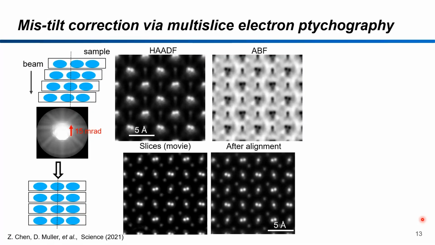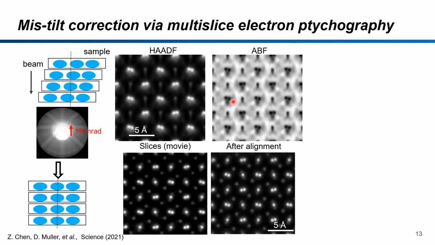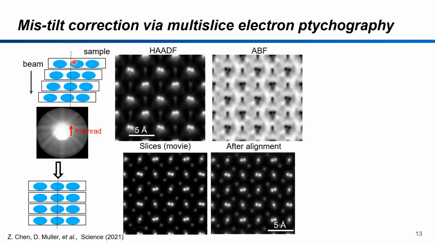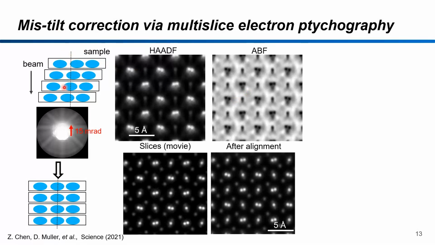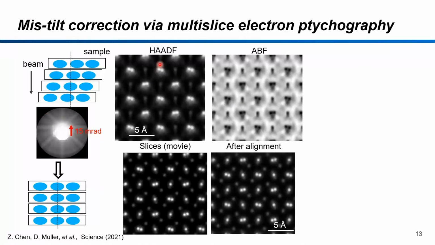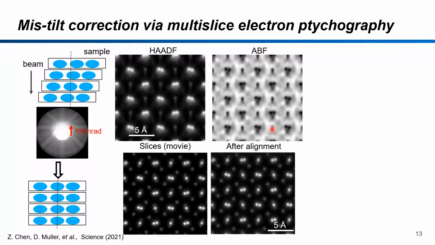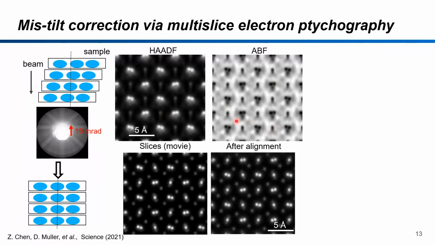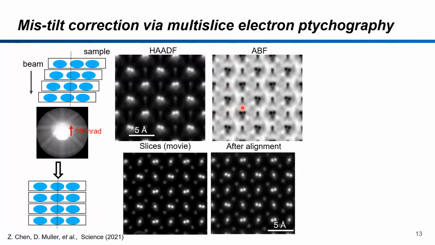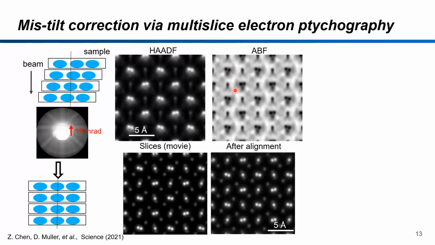When we have this 3-dimensional structure information for the sample, it's natural to correct the so-called mistilt of the sample. And we know that if the beam is not exactly along the atomic column, the projected image, like HAADF or ABF, will give us many complicated features in the image, and so sometimes it's even hard to determine the atomic position, like the oxygen here.